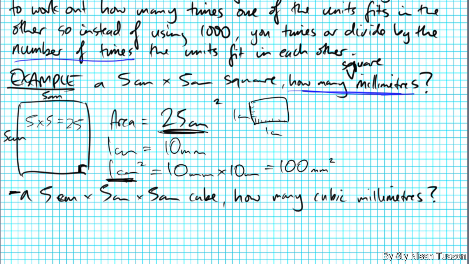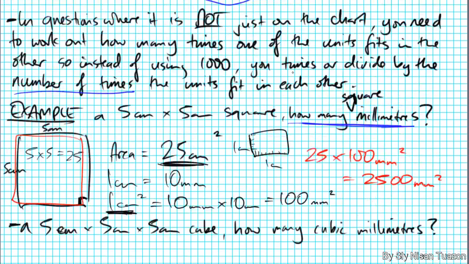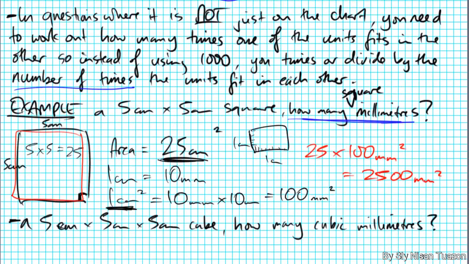Alright? So you now know how many millimeters squared are in 1 centimeter squared, but there's 25 centimeters squared in this box that you're trying to convert the units for. So if there's 25 of them and you know how many square millimeters are in 1, you just need to times that by 25. So it's going to be 25 lots of 100 square millimeters. It's going to be 2,500 square millimeters. Alright, so it's like a squared factor there. You don't just divide by 1,000 or 100 or whatever.